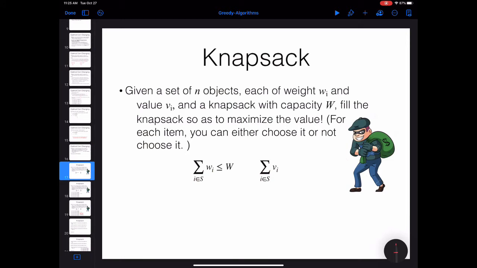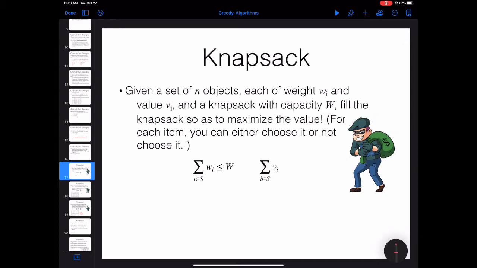So the next problem that we are going to discuss is the knapsack problem. Remember, we have discussed knapsack in our discussion about dynamic programming as well. This problem that I have written here is exactly the problem that we solved in the dynamic programming discussion. Let's just repeat the problem.